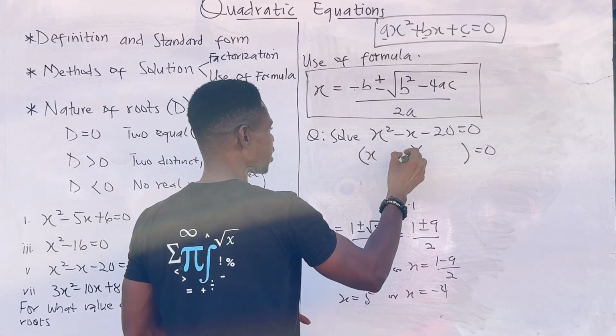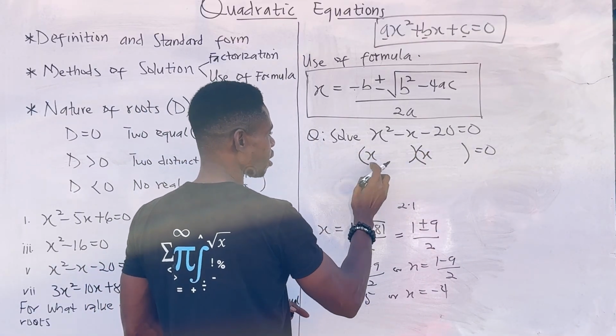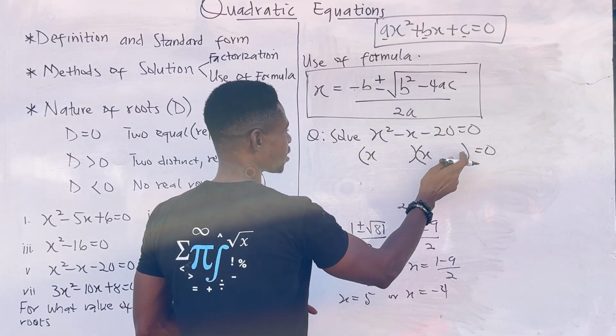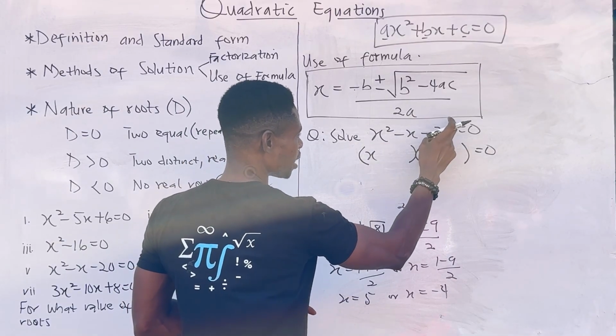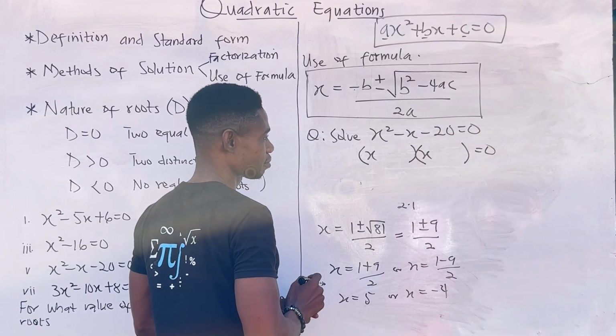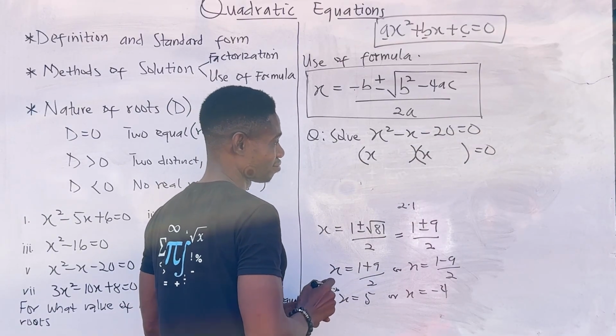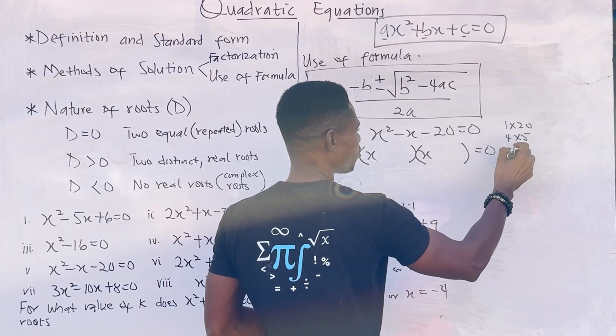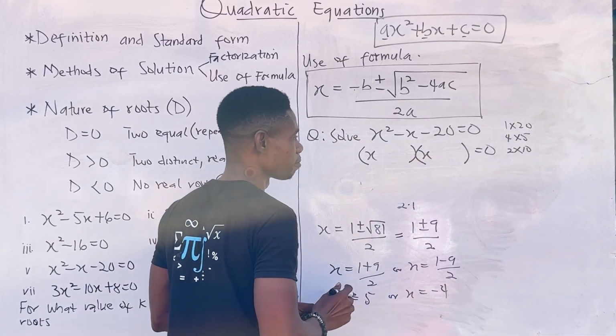So here we have x and x. Remember, if you multiply the first and first, it will give you this first term, right? Last and last, for the two brackets, will give you this last term, which is minus 20, right? 1 times 20 will give us 20. 4 multiplied by 5 will give us 20. 2 multiplied by 10 will give us 20. Remember that.